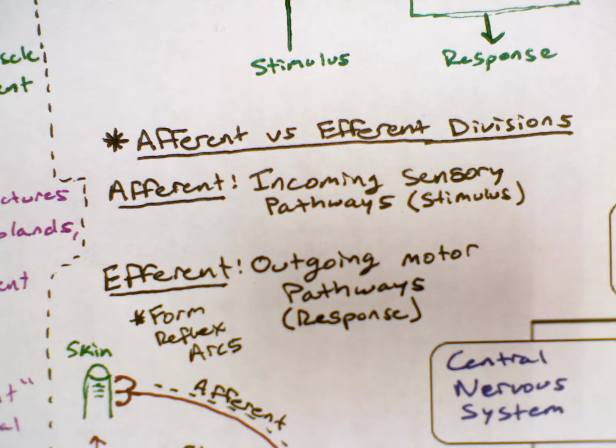Then, after the central nervous system has integrated, meaning it's made a decision based on that incoming stimulus, we are going to get the arrow that was going from the control center out to the effector. We would call that the efferent pathway, or the efferent division. This is going to be that outgoing response, that outgoing motor pathway that's going to generate some sort of action in an effector.